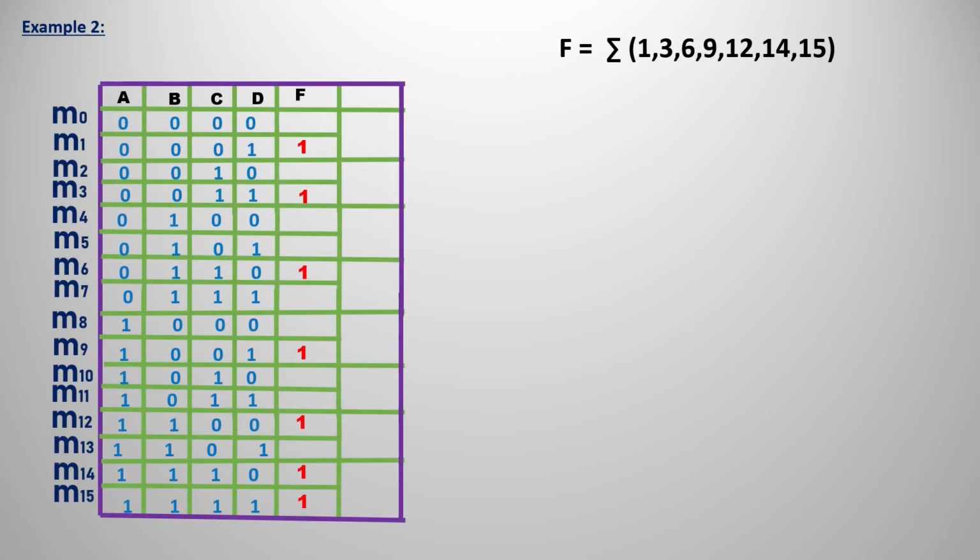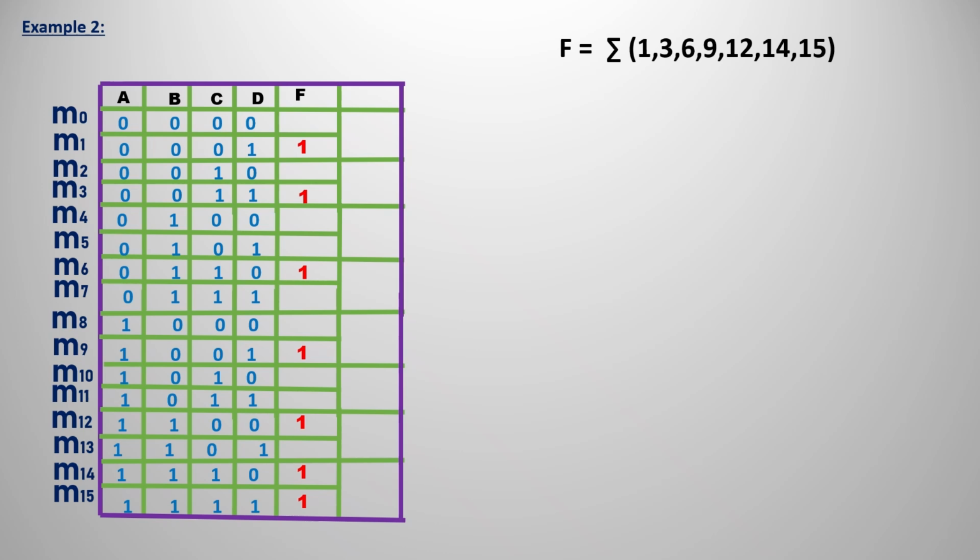According to the truth table, I have filled in all the minterms, from M0 to M15, because we have 16 terms in total. Fill 1 at positions 1, 3, 6, 9, 12, 14, 15 in the truth table. So we have the truth table now. The remaining places we can fill with zeros. I have also left a column.